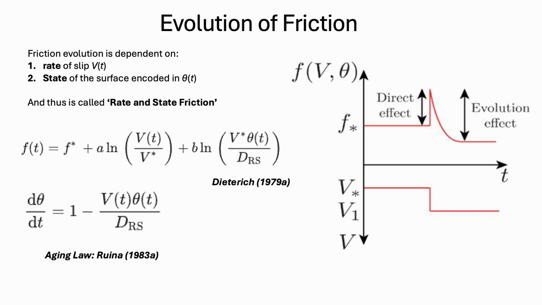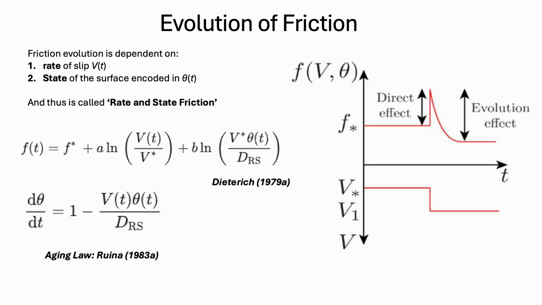And after doing some mathematical assumptions and basic calculations, he reformulated his empirical relation as this function, where friction, which is represented by F of t, is equal to the reference friction, which is a calibration constant, plus A log the slip rate divided by the steady state slip rate, plus B log the steady state slip rate times theta t divided by D_RS. D_RS is the same as the characteristic distance d sub c, as you saw in the previous slides. This equation is known as the rate and state friction theory.